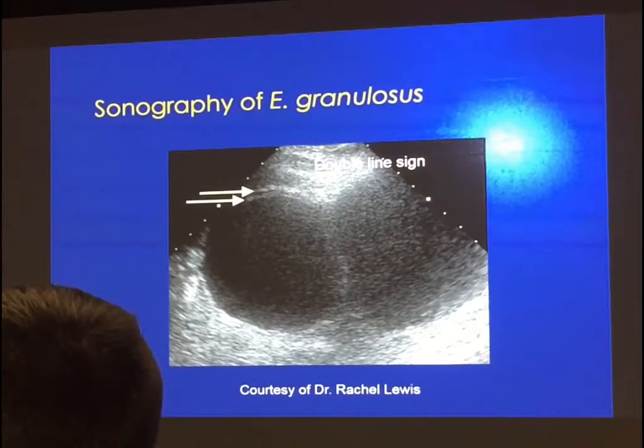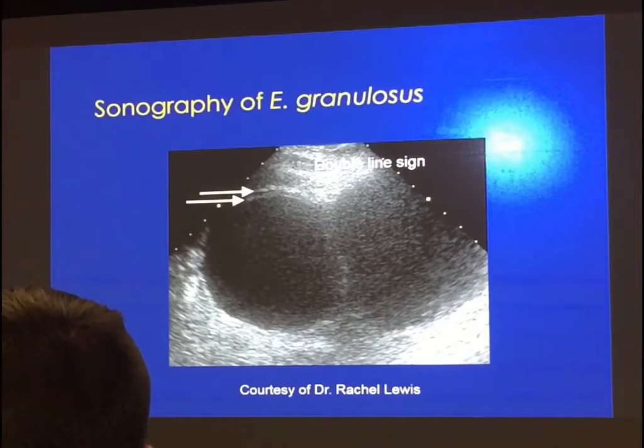And creating a double line sign is a finding that should be specific for chronic infection within the liver at ultrasound. Now, there's another finding that helps us make this diagnosis at ultrasound, and it's called the snowflake sign or the snow globe sign. So these cysts often will contain added sand.